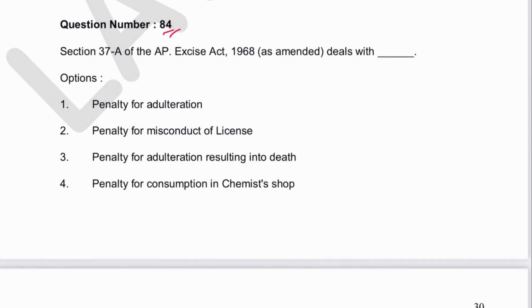Next, 84. Section 37A of AP Excise Act deals with penalty for adulteration resulting into death. 3 is the answer. Penalty for adulteration is 37. Penalty for misconduct of license, 36. Penalty for consumption in chemist shop is 38.